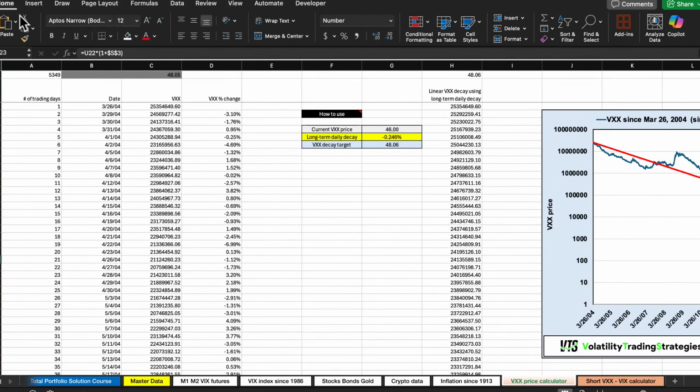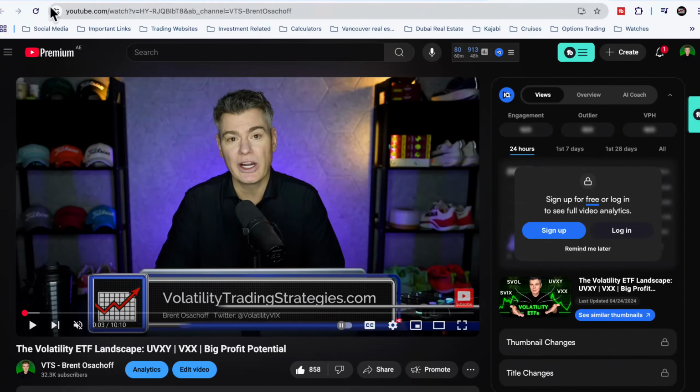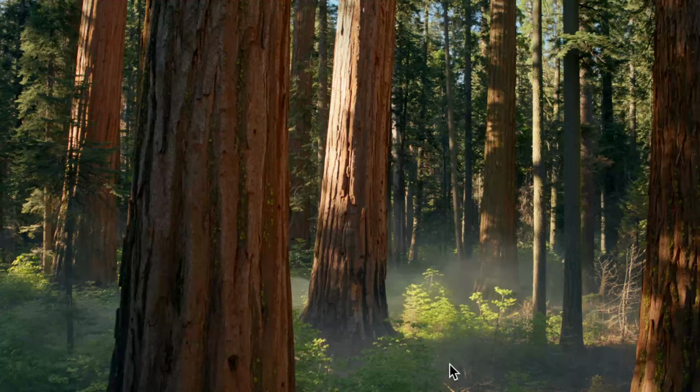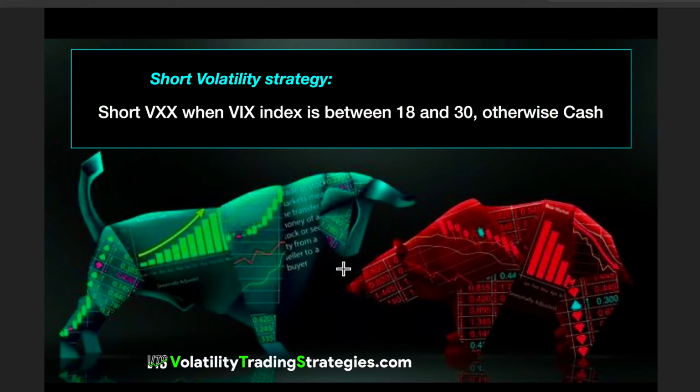Okay, so the question, first of all, and you'll sort of understand what I mean here. Let me just minimize some of these. The question that was asked, not really a question, he said that the short strategy that he's been using, can you see that? I'm not sure if you guys can see that. Let me just make sure, reset everything. There you go. Now you can see it. Essentially, they're saying that the strategy goes, you short the VXX when the VIX index is between 18 and 30. Otherwise, you would be in cash.